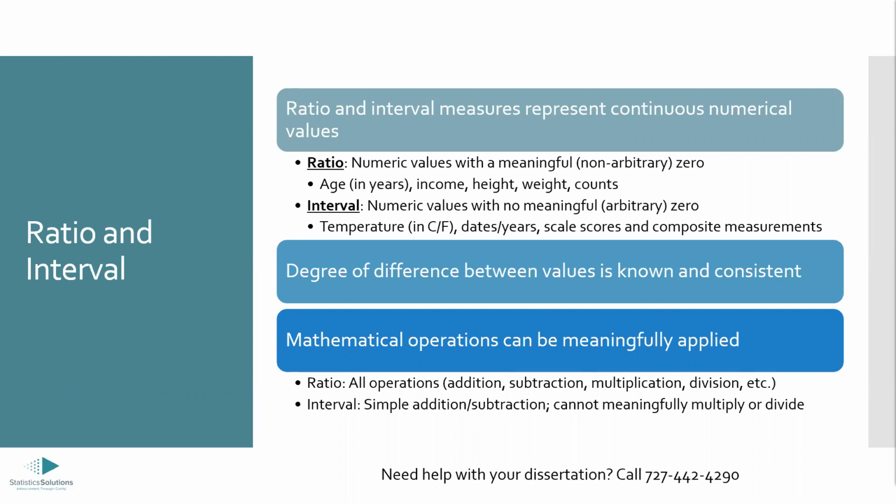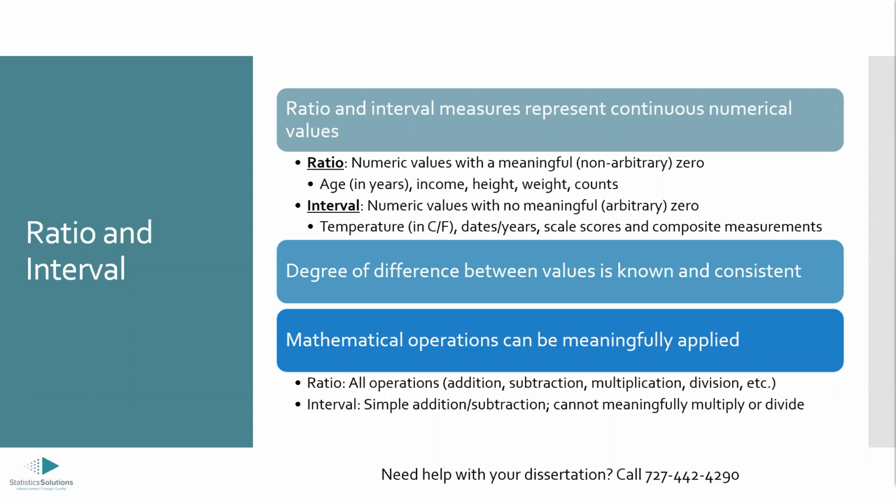Similarly, if we look at something like dates, the year 0 does not represent the beginning of time. It's just the 0 point for the calendar that we use, and so on. So that's what we mean, and that's how we distinguish those two levels of measurement, ratio and interval.